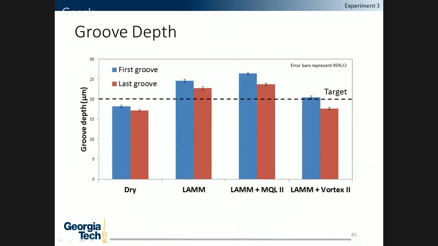And again, we measured the groove depth similar to experiment 1, and as expected, dry undercut the target depth of cut, and LAM overshot the target depth of cut. But interestingly, LAM plus MQL 2 increased the depth of cut compared to LAM, and that's again due to the oil allowing more of the laser to be absorbed into the workpiece and allowing the workpiece to reach higher temperatures and thermally expand upward into the tool, leading to a higher depth of cut. Interestingly, with vortex cooling, we saw that due to the cooling effect, it thermally contracted the workpiece downwards, and it also compensated for the thermal expansion caused by the laser.